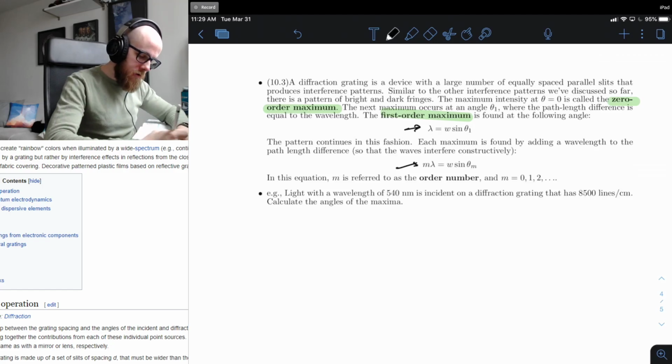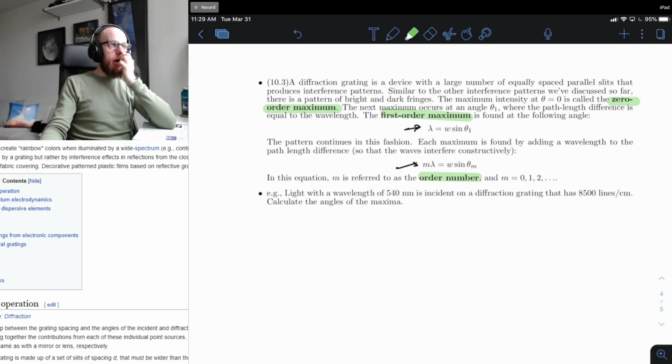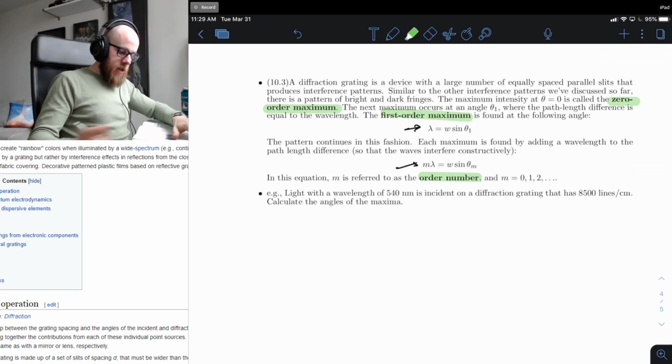When a question refers to the order number, it's essentially defining what number maximum we're looking at. Okay, so a zero order maximum is the one right in the middle, and then the first order maximum is the next one over, second order maximum is the next one over, so on and so forth. Okay, so let's do an example.